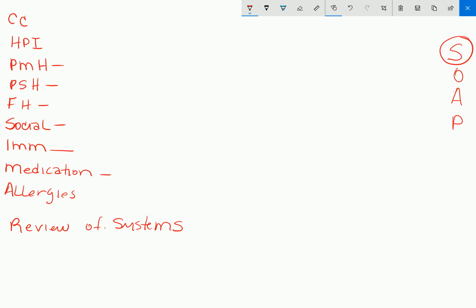Now, the review of systems is going to again be dictated by the chief complaint. So we have all of these body systems, but we're only going to speak to the ones that have been commented on in the CC, and this is in patient's words. The one thing we can do as healthcare providers, though, is we can kind of cheat a little bit. We can write in here all negative.